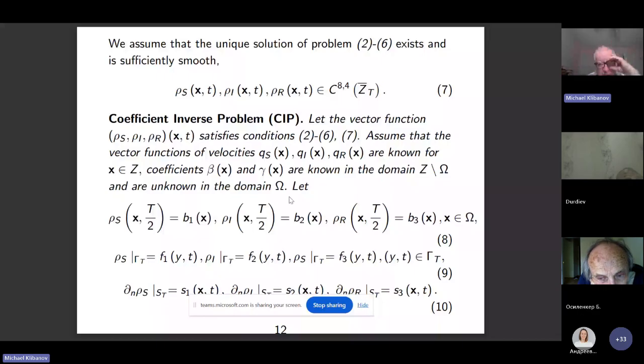But as soon as we have this assumption, we must provide additional information to recover them. Instead of initial conditions, actually, I don't know the initial conditions. I know them only to generate the data. I assume that the distributions of my populations are known at a certain intermediate moment of time. We can take T over 2, but any moment between 0 and T is okay. Why is this a reasonable assumption?